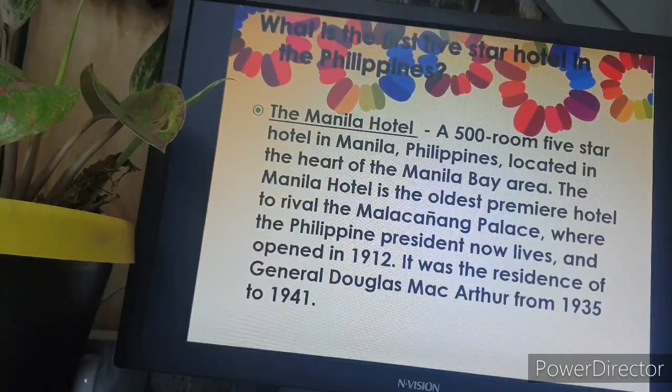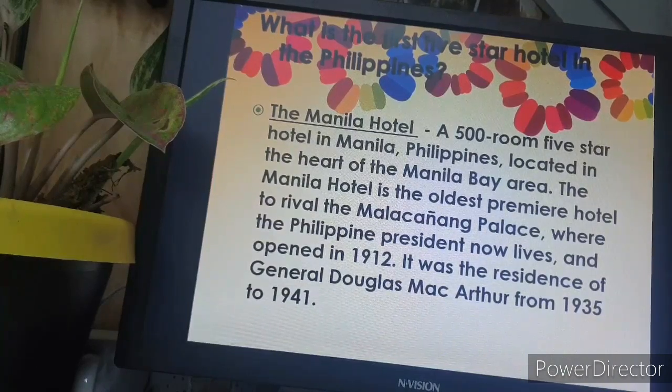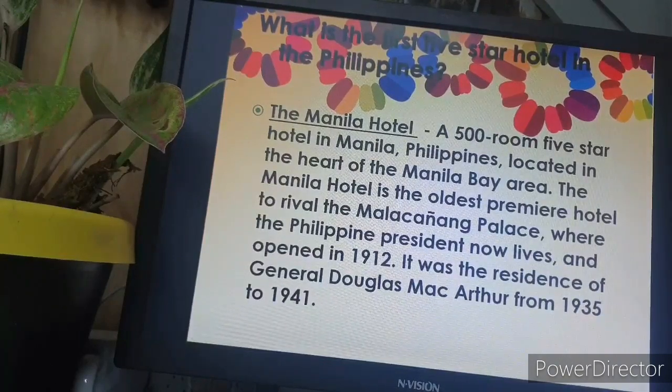The Philippines, of course, the Manila Hotel. A 500-room 5-star hotel in Manila. And it is located in the heart of the Manila Bay area. And it's considered as one of the oldest premier hotels, built to rival the Malacanang Palace. Okay, and still operating as of the moment, but they mainly cater to MICE: meetings, incentives, convention, exhibition, events, or exhibit.